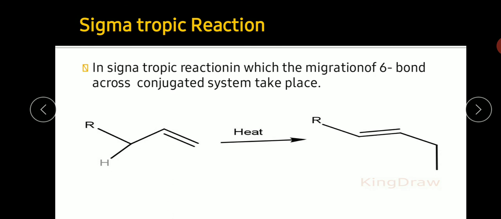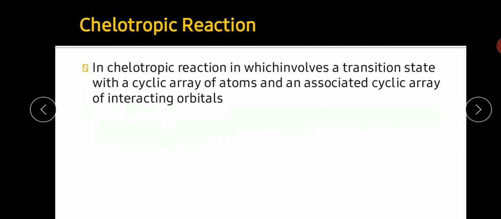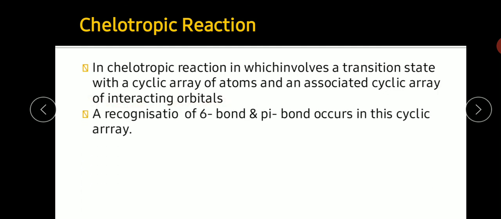Now see the example. In this example, this sigma bond migrates here and this bond migrates here. It is the example of sigmatropic reaction. Now see the cheilotropic reaction. In cheilotropic reaction, a transition state with a cyclic array of atoms and an associated cyclic array of interacting orbitals is involved, a reorganization of sigma bond and pi bond occurs in this cyclic array.